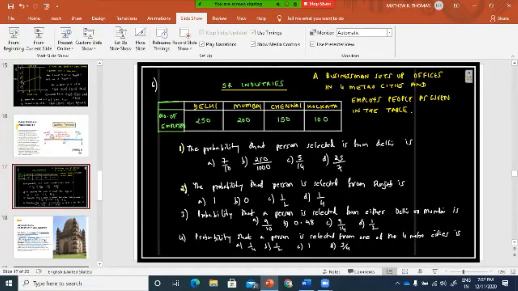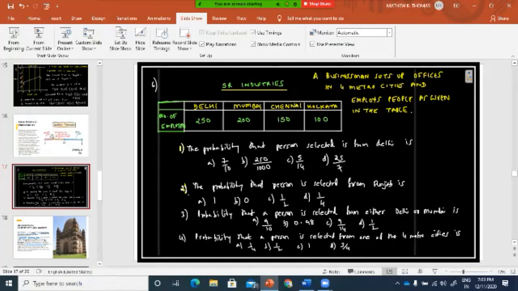What is the probability that the person is selected either from Delhi or Mumbai? So either from Delhi or Mumbai means both of these are favorable cases for us now. So what do you think will be? 9 by 14. It's going to be 9 by 14 because this is 450. We'll have to add both, these are favoring you, 450 by 700. So that's 45 by 70. That is 45 by 70 will be 9 by 14, right?